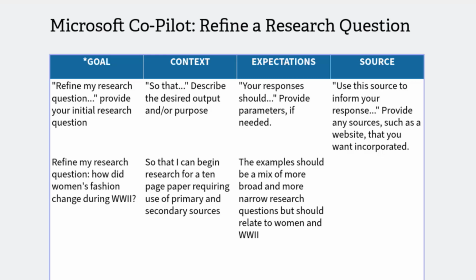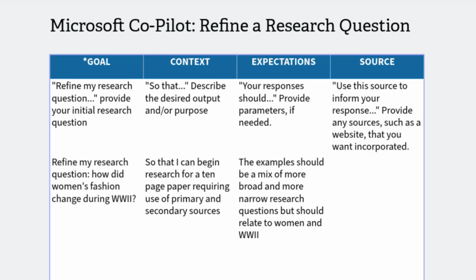An example of what that might look like is, let's say you start out and you know that you're interested in women's fashion and World War II. So your initial question is, refine my research question. That's the goal. And your research question is, how did women's fashion change during World War II? The context for this hypothetical is so that I can begin research for a 10-page paper requiring use of primary and secondary sources.